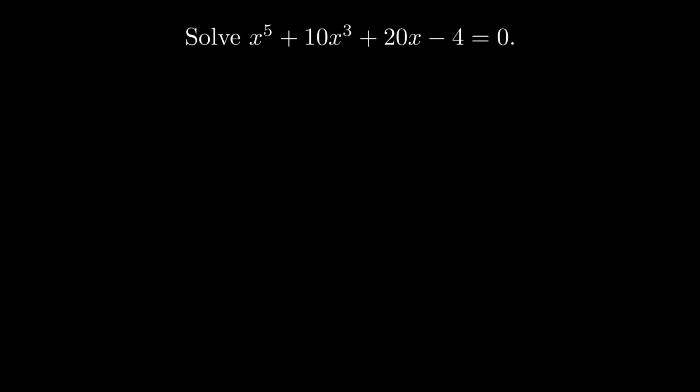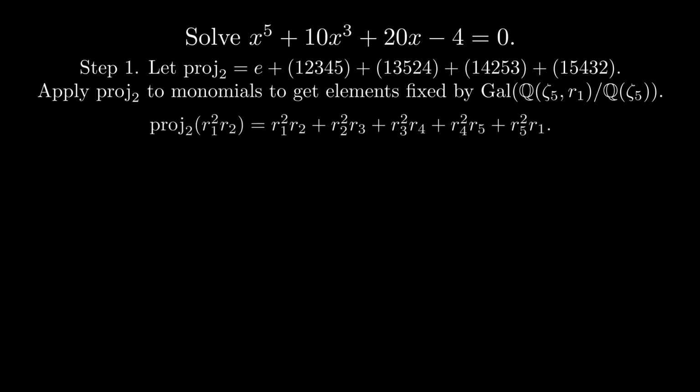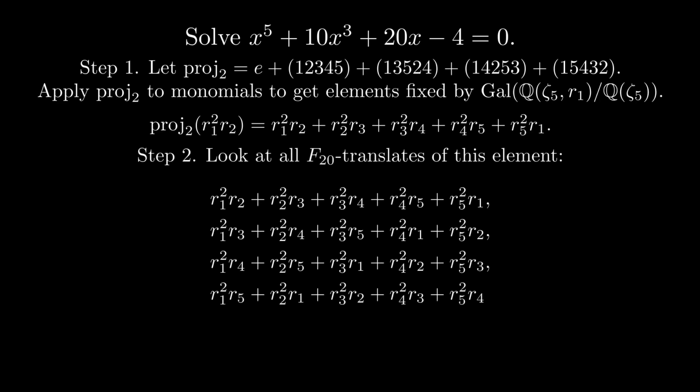Remembering our solution from last time, we construct the projector by adding the elements of the smaller group, and applying it gives elements fixed by that subgroup. In this case being Gal of Q adjoin zeta 5 and R1 over Q adjoin zeta 5, meaning elements of Q adjoin zeta 5. We'll apply it to R1 squared R2 to get this. Then we again apply the whole of F20 to this and get 4 different values, these here. We then take the polynomial with these as its roots, whose coefficients are fixed under F20.